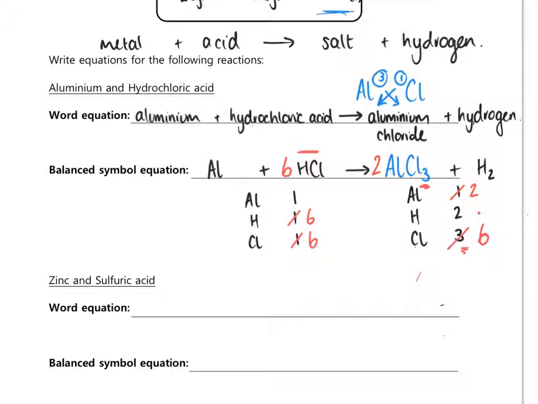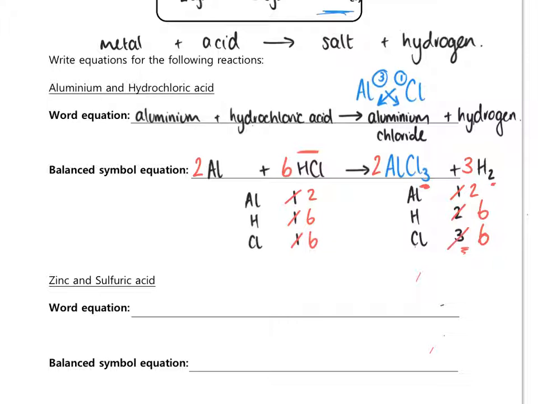Then I need to balance my hydrogens on the right hand side. I need 6 hydrogens, so I need to think what number times 2 is going to give me 6, and that number is 3. So I now have 6 hydrogens on the right hand side. The last thing I need to balance is my aluminiums, and it's good to leave the things that are on their own to the very end, because you can put whatever number in front of them to balance your equation. I need 2 of them, so I put a 2 here, and that gives me 2 aluminium. So there's your balanced equation.